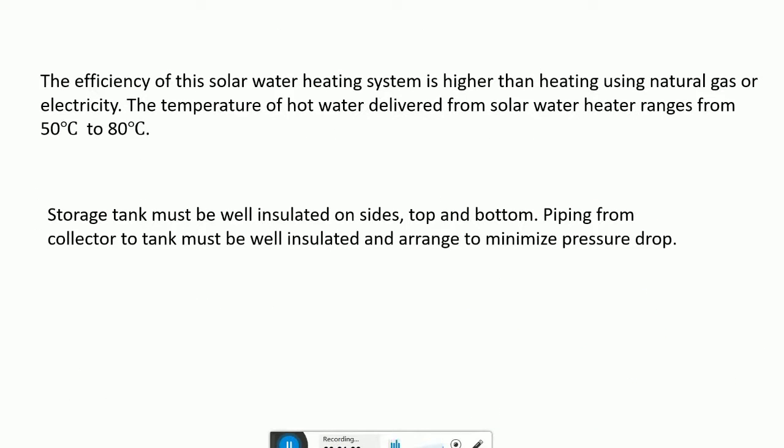The efficiency of this solar water heating system is higher than heating using natural gas or electricity. The temperature of hot water delivered from a solar water heater ranges from 50 degrees Celsius to 80 degrees Celsius. But a precaution should be taken here: the storage tank must be well insulated on sides, top and bottom. Piping should also be well insulated and arranged to minimize pressure drop.